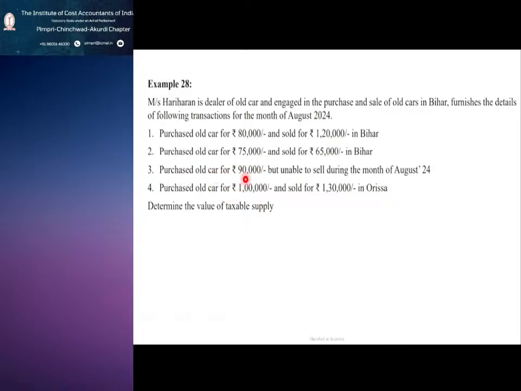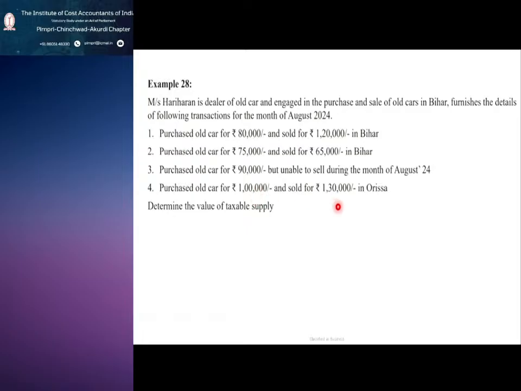And purchased old car 90,000 but unable to sell during the month. So for the month, no GST. We don't know what is the sales value. Okay. So now last case, purchased old car 1 lakh and sold for 1,30,000 in Orissa. Why have they given this? Because you should not show it under CGST, SGST. If it is Orissa, then IGST.